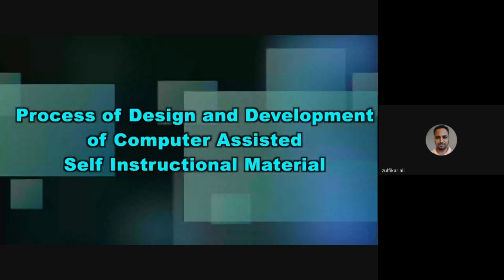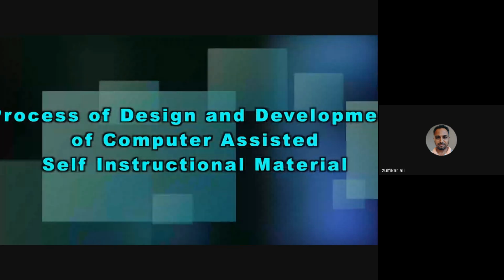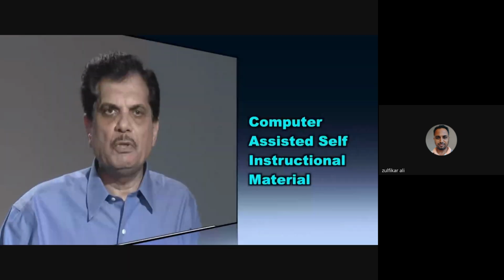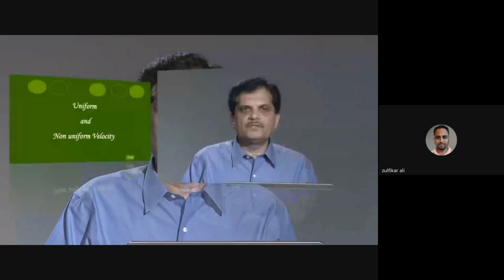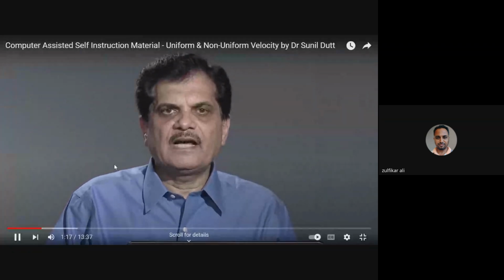Dear learners, you have already understood the process of design and development of computer-assisted self-instructional material. In this video, you will have a feel of computer-assisted self-instructional material. Let us take an example of uniform and non-uniform velocity from the subject of physics. And the beauty of this CAI package is that it is developed using only PowerPoint presentation.